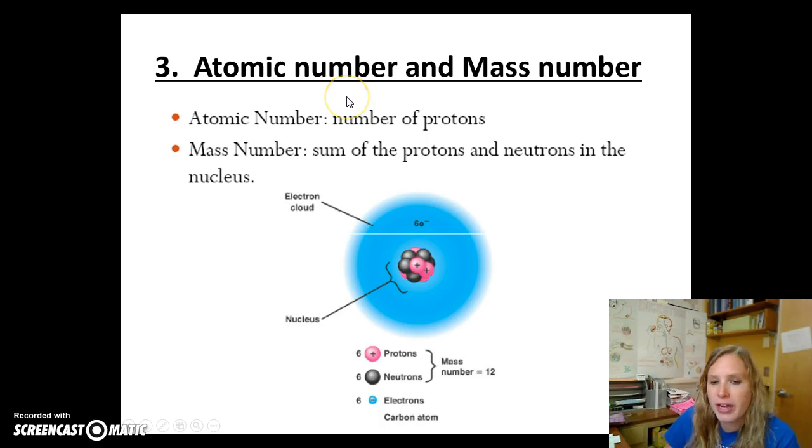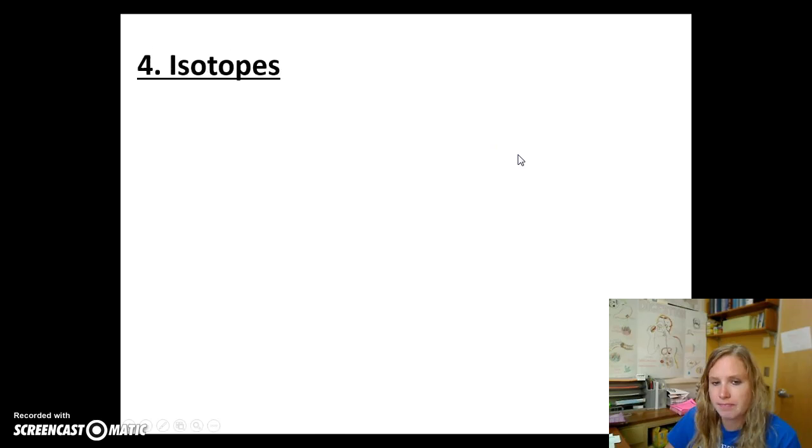But when we're looking at an atom on the periodic table, we know that we have the atomic number and we have the mass number. So the atomic number is the number of protons, which also means that it's the number of electrons, right? Because protons are positive, electrons are negative, so they need to equal each other. And then mass number is essentially the weight of the nucleus because electrons are so small that they don't really factor into the mass at all. So the mass number is the protons plus the neutrons.